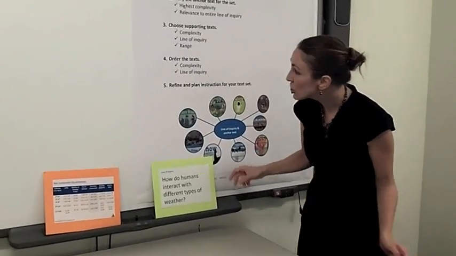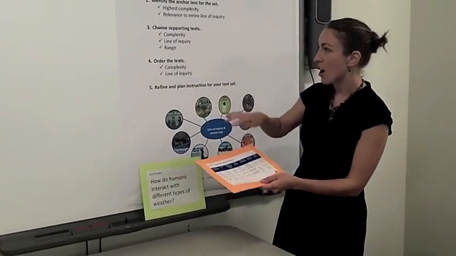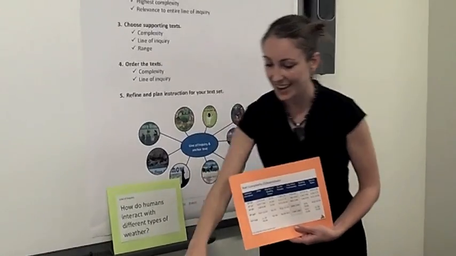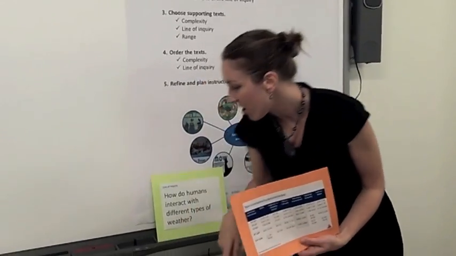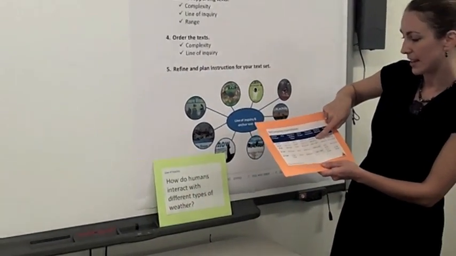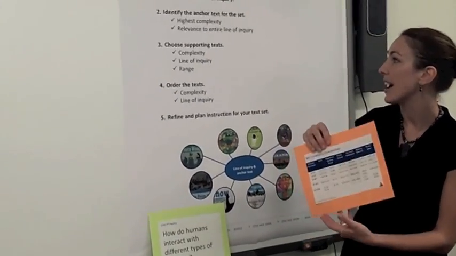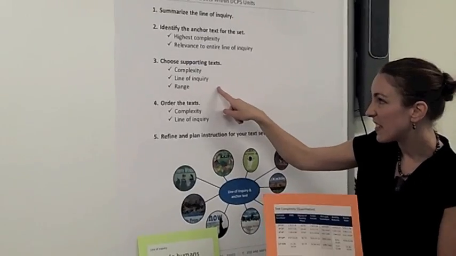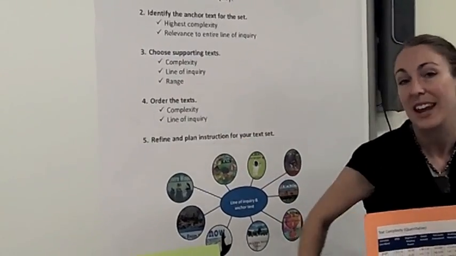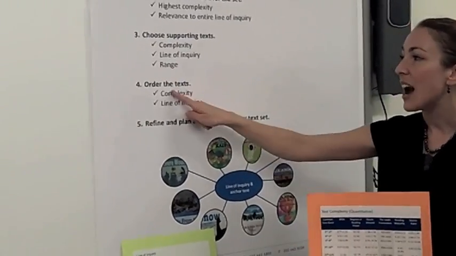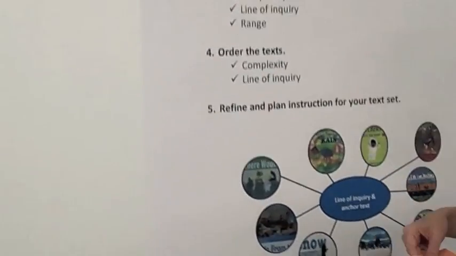So now that we have checked that all these books are appropriately complex, and I have, you can see that they are all nicely within this Lexile range, and they're also pretty qualitatively complex. I have checked that they're all within the line of inquiry and that they have a good range of types of text. Now we're going to get into ordering the text.